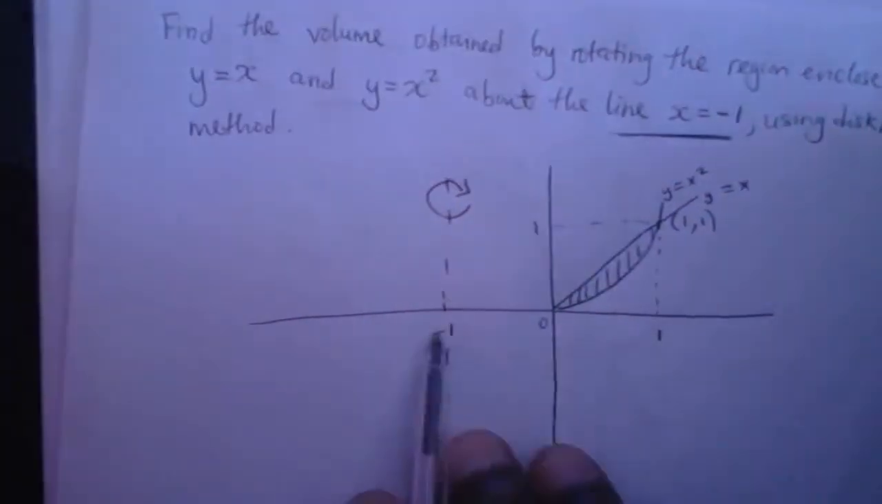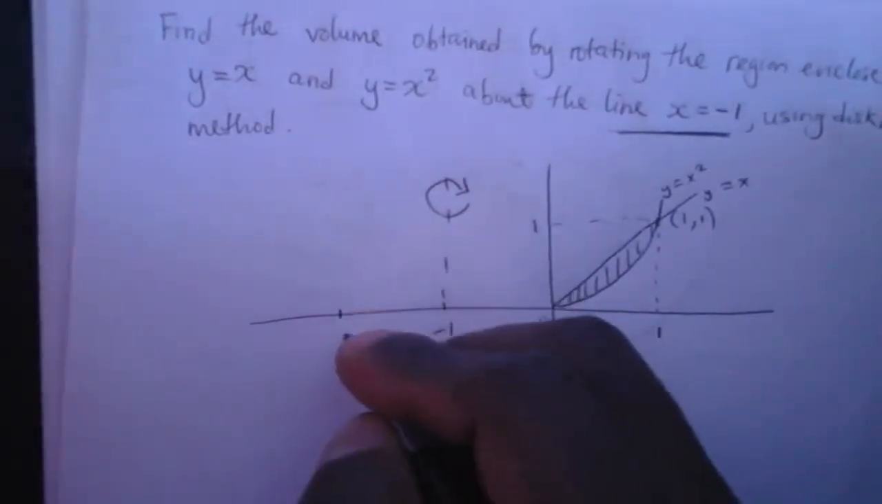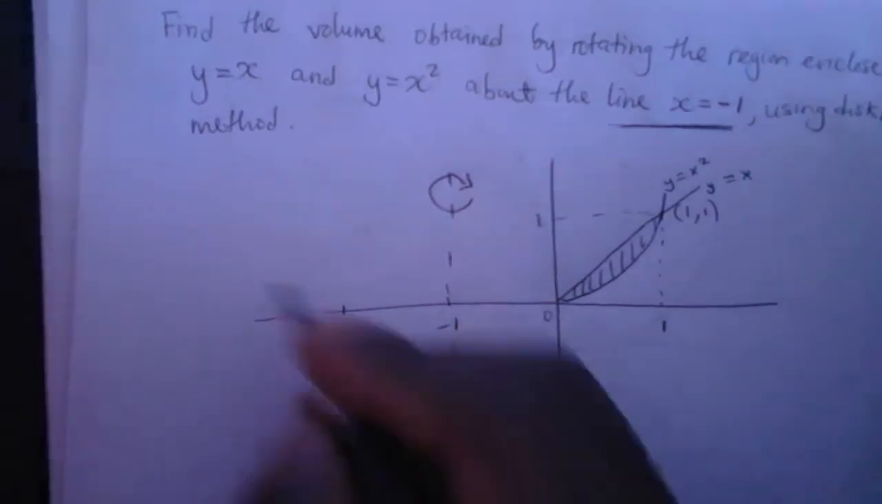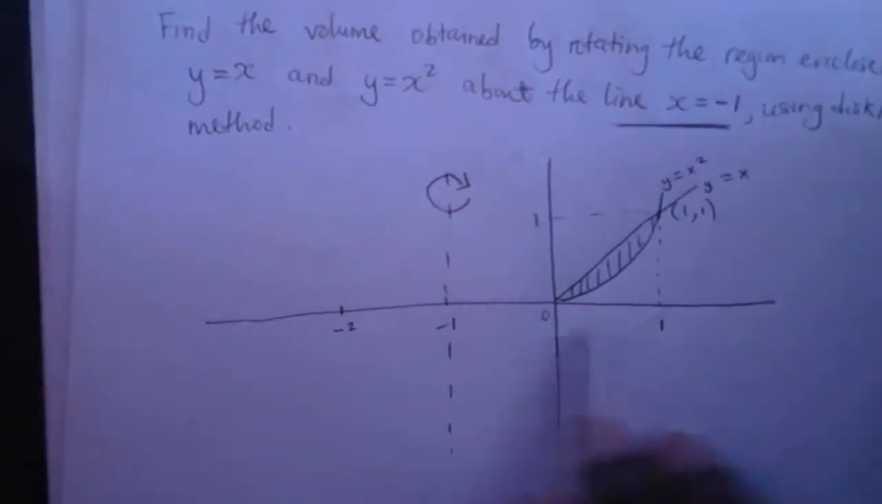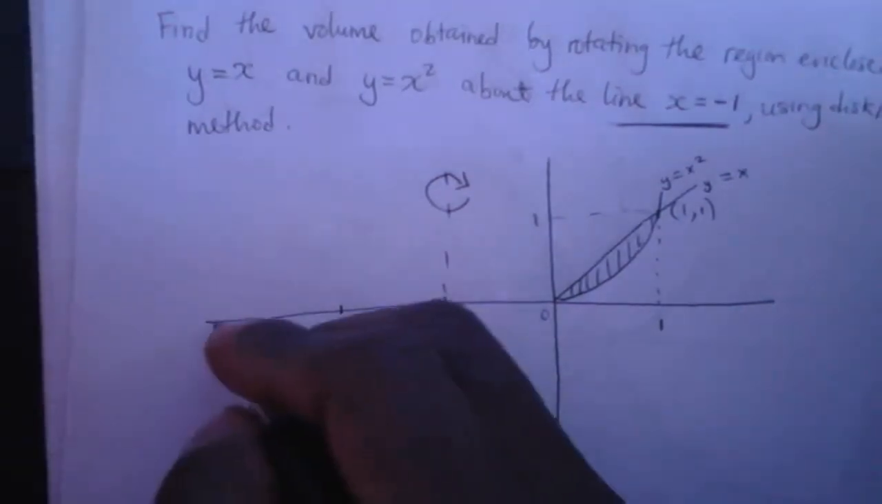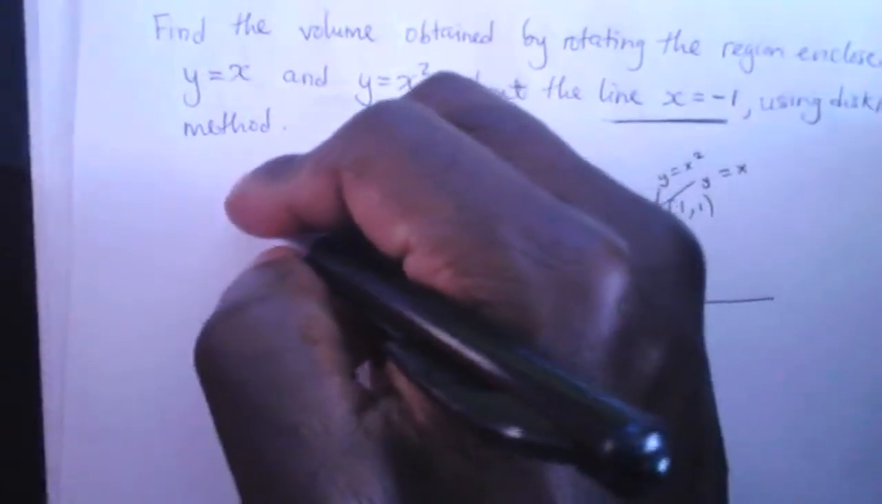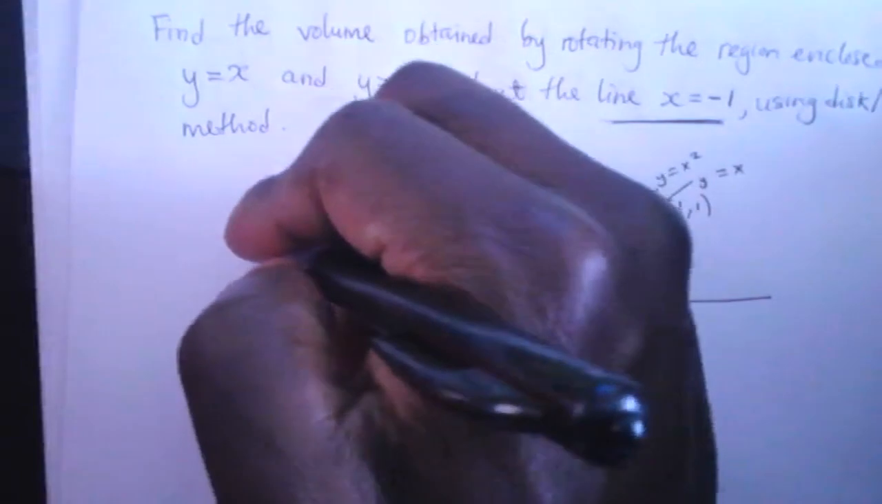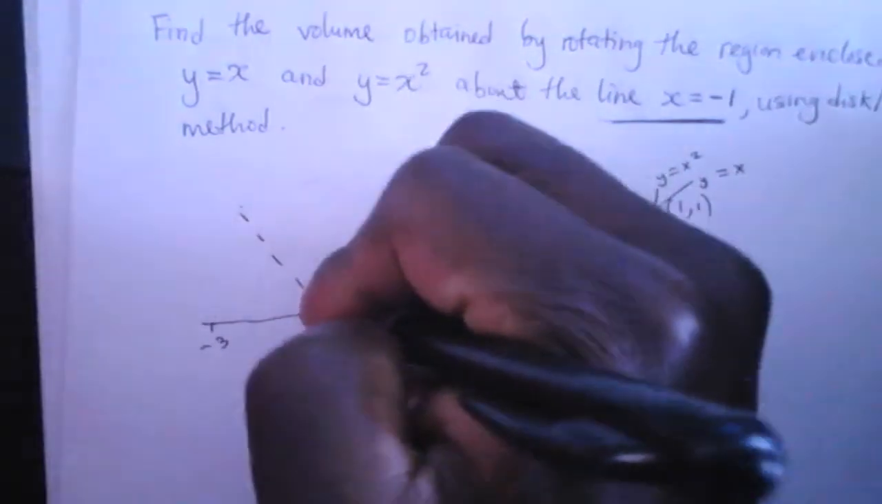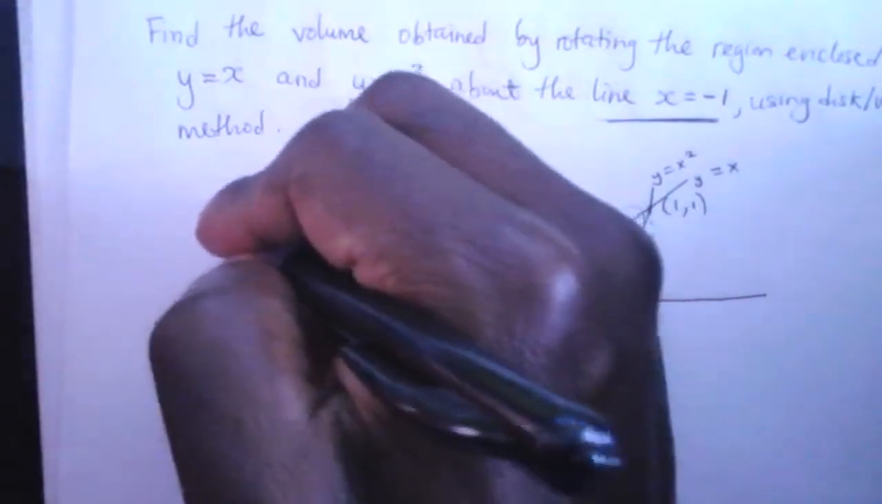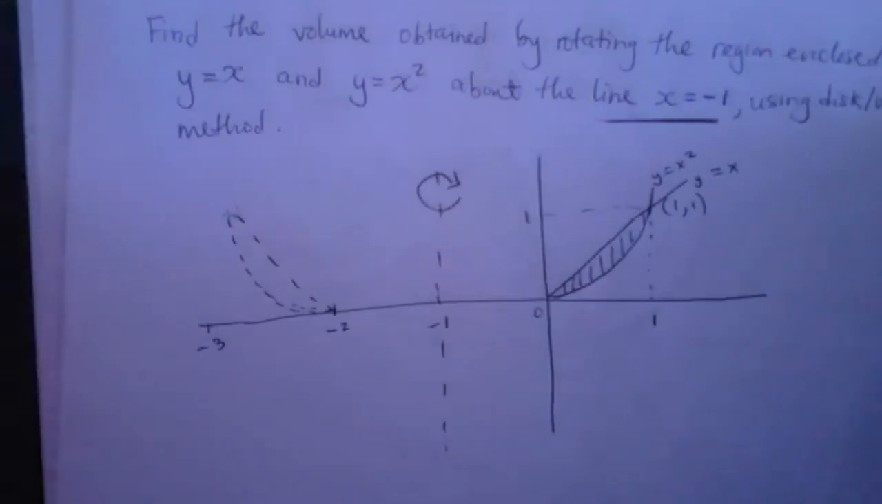Take note, from 0 to minus 1 is 1 unit, so I'll be somewhere there at minus 2, and from 1 all the way to minus 1 is 2 units. So it means that from here I have to extend it up to minus 3. So if we sketch the rotated piece, we're going to have something that looks like this. It goes all the way to minus 3, and you're going to have something that looks like this. There we go. That's the rotated piece.